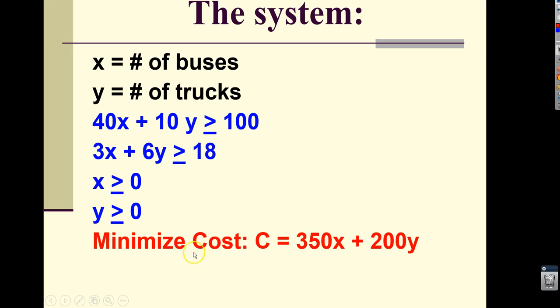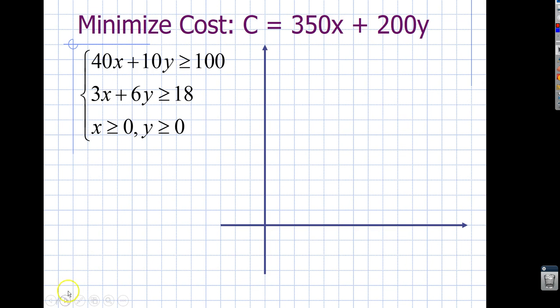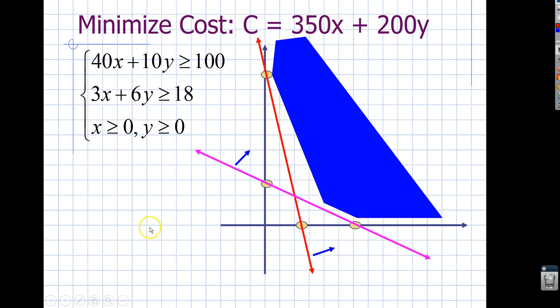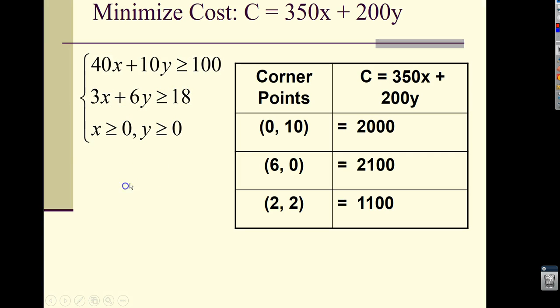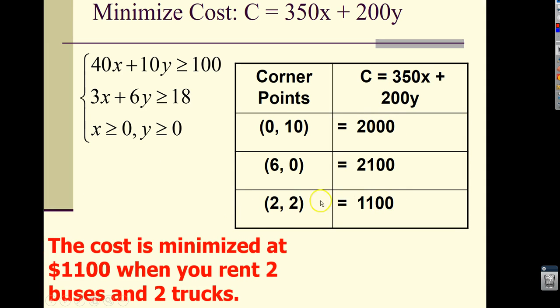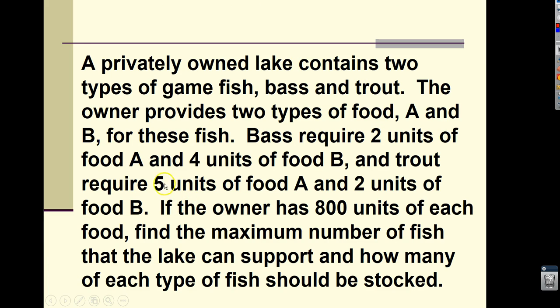And then minimize the cost. So there's our cost function. We have to graph them, again using the intercepts. And again, these last two that we've seen cannot have maximums because we don't have a maximum corner. It can only have the minimums. So we find our corners, we plug them in, and the minimum is 1100 at (2, 2).